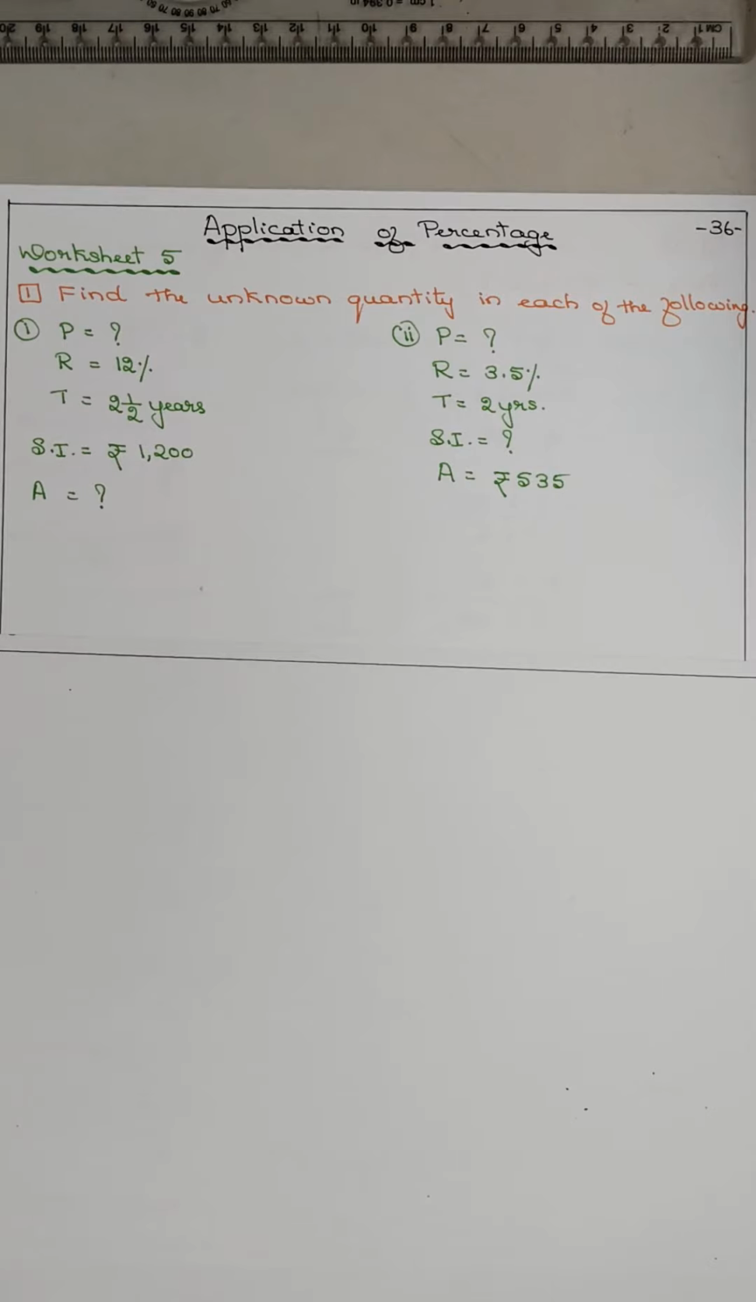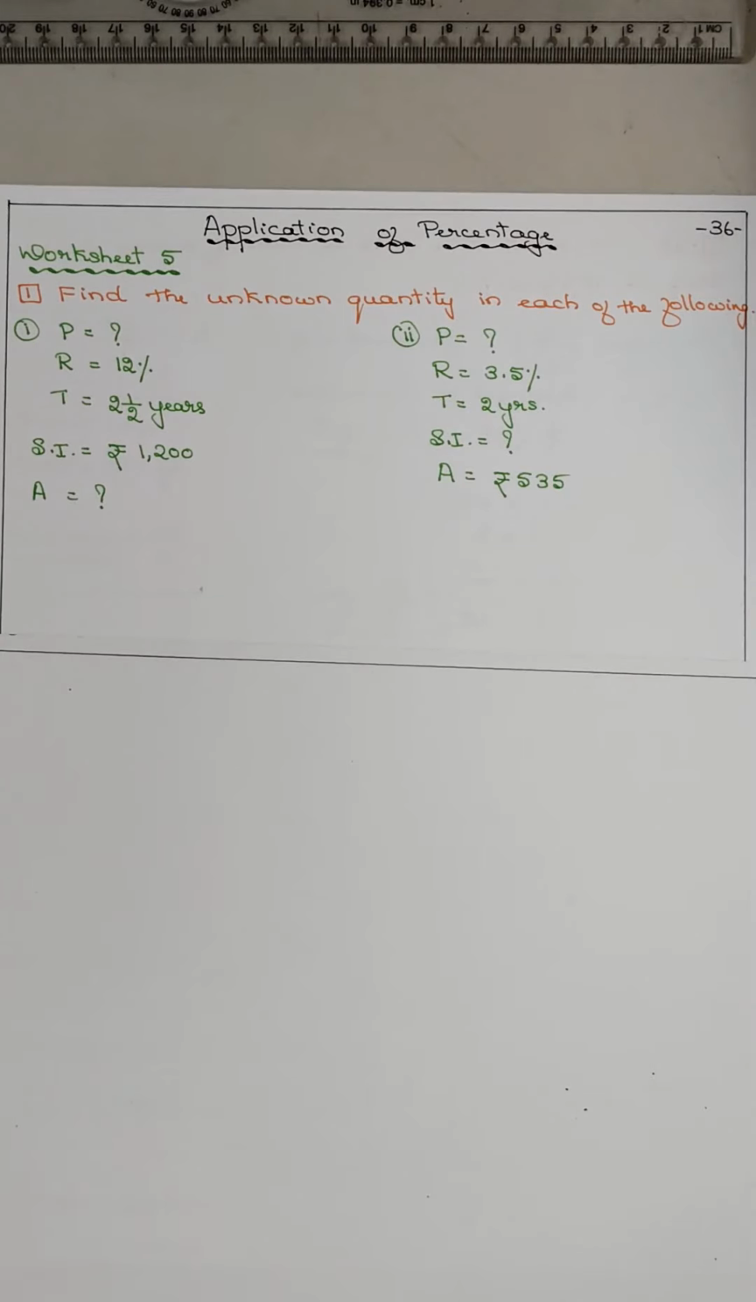We are discussing the application of percentage. Now we'll discuss worksheet 5. Find the unknown quantity in each of the following. In the textbook it is a tabular column. So here we are writing like this so that it is easy for calculation, isn't it? In the earlier worksheet also we did the same.